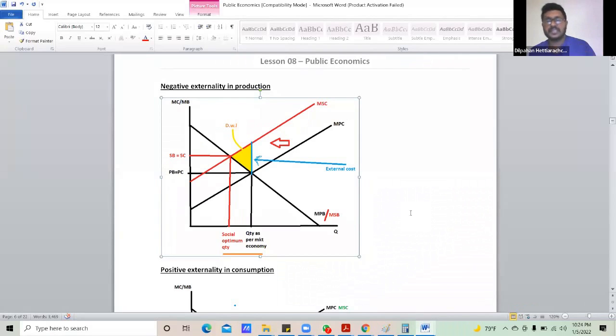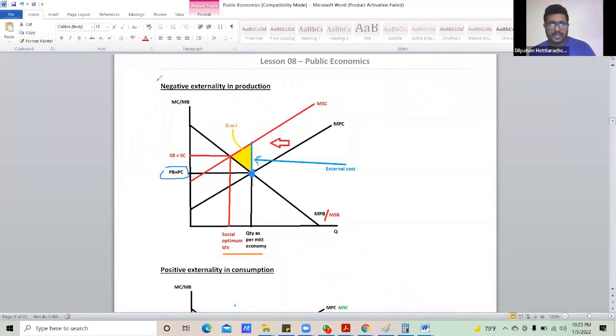curve and personal cost curve. MPC, marginal personal cost. MPB, marginal personal benefit. Right? And PB and PC are equal at that equilibrium. Okay, so this is the equilibrium price. So this is the original equilibrium, where PB and PC are equal.